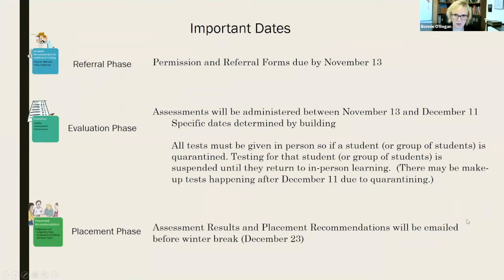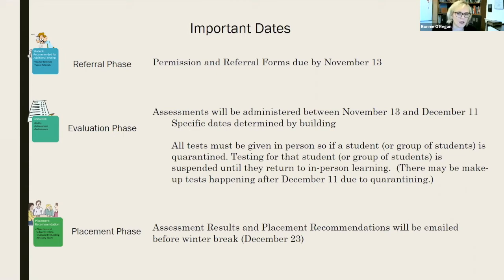So, referral phase: permissions and referral forms are all due by November 13th. The tests will be administered starting on Monday the 16th, between the 16th and December 11th. All tests must be done in person. So if a student or a group of students is quarantined, testing for that student or group is suspended until they return to in-person learning. There may be some makeup tests happening after December 11th due to quarantining.